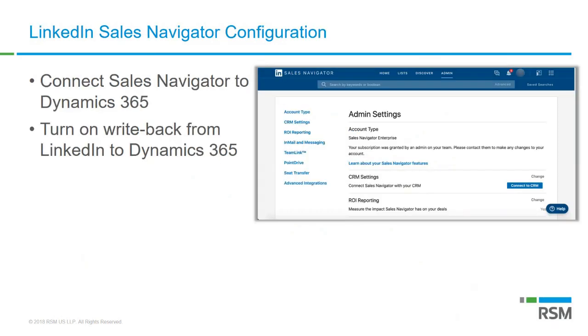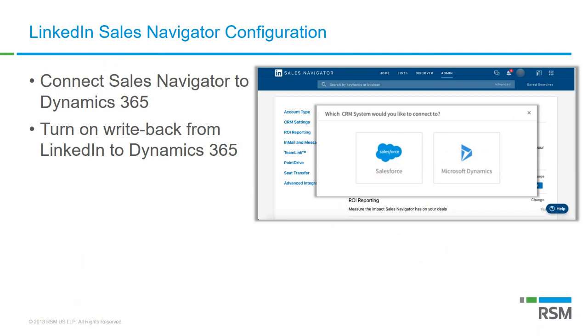Now let's take a look at the LinkedIn side. In this setup, we can actually enable write-back capabilities from Sales Navigator to Dynamics 365. And write-back, what that means is it allows users to save information that was created in Sales Navigator back to Dynamics 365. And I'm going to go into details of what exactly that means a little bit later. But this is kind of what that looks like.